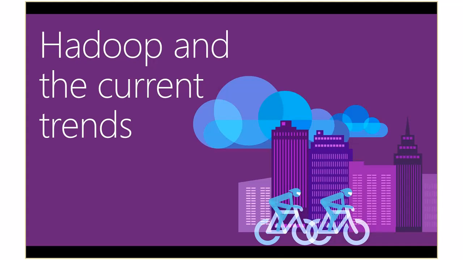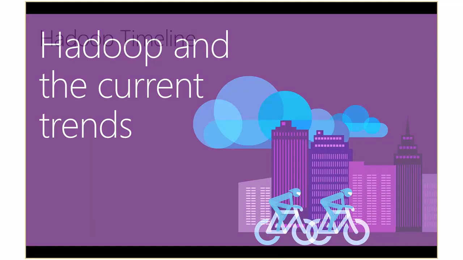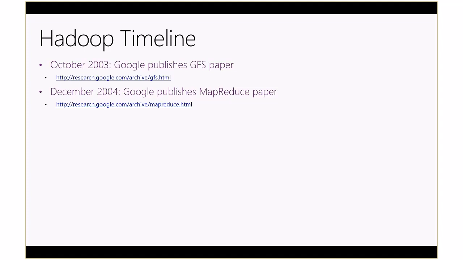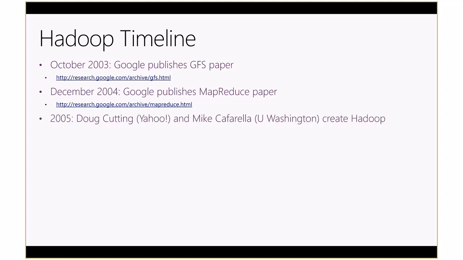Let's take a look at the current trends in the Hadoop ecosystem instead, and maybe starting with a timeline. So this whole thing started back when Google published its DFS paper, or their Google File System paper, and then a year later they came out with their MapReduce paper. And these two papers are available online. Doug Cutting from Yahoo and then Mike Cafarella from the University of Washington create Hadoop, which is an open source implementation of the ideas presented in these two papers. And they do so in 2005.